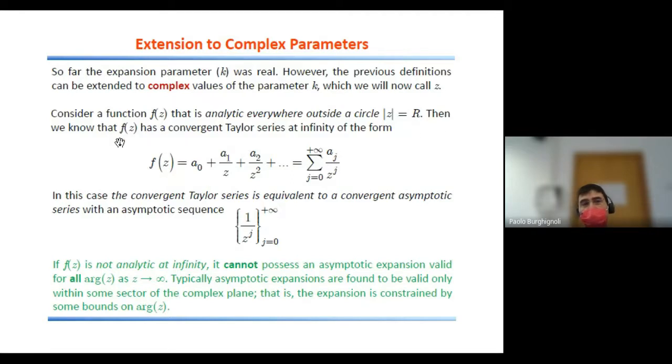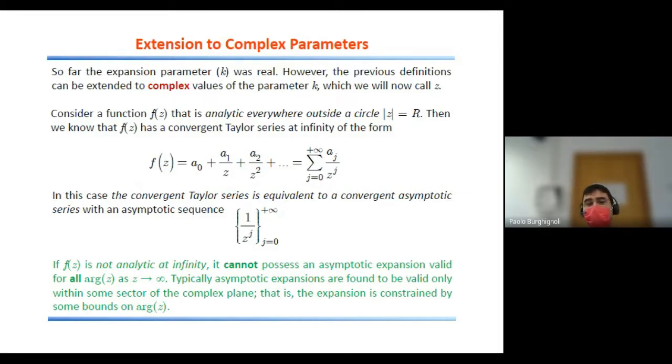this function will have a convergent Taylor series at infinity. That's because we are assuming that it's analytic everywhere, including the point at infinity. So that's an analytic function on the Riemann sphere. So we can represent our function as a Taylor series in inverse powers of z. And in this case, we have an example of a convergent Taylor series by assumption, since this is analytic, which is, however, also a convergent asymptotic series. So the Taylor series provides you with also an asymptotic representation, in this case with respect to the asymptotic sequence of the inverse powers, 1 over z to the jth power. However, this is possible only if f is analytic at infinity.